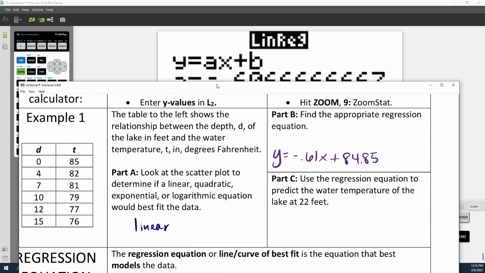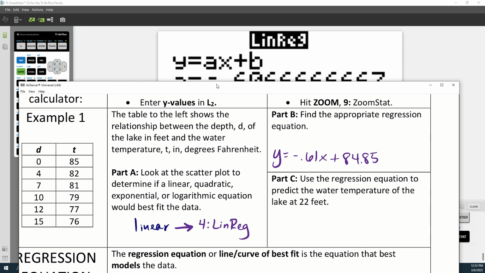So over here beside part A, for linear regression, it's number 4, and it says LinReg. So I think in our notes we'll do all the different types so we'll know how to do it.